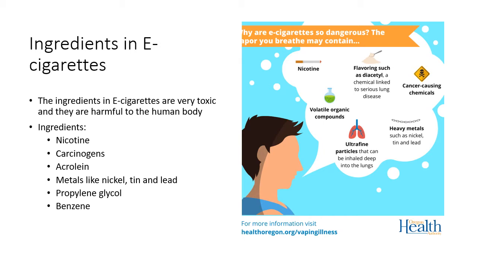Ingredients in e-cigarettes are very toxic and harmful to the human body. Some of them are nicotine, which is a highly addictive substance that affects adolescent brain development. Carcinogens, which are chemicals known to cause cancer. Acrolein, which is a herbicide primarily used to kill weeds that can cause irreversible lung damage. Metals like nickel, tin, and lead. Propylene glycol, which is a common additive in food, and it's used to make things like antifreeze and paint solvent. And benzene, which is a volatile organic compound found in car exhaust.